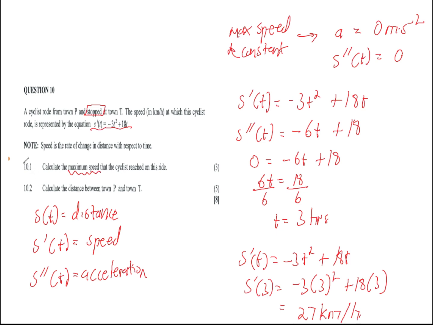So making that equal to 0, it's a mark. And then having to find the value of t, it's a mark. And then having to find 27 kilometers per hour, it's a mark. So 3 marks like that.